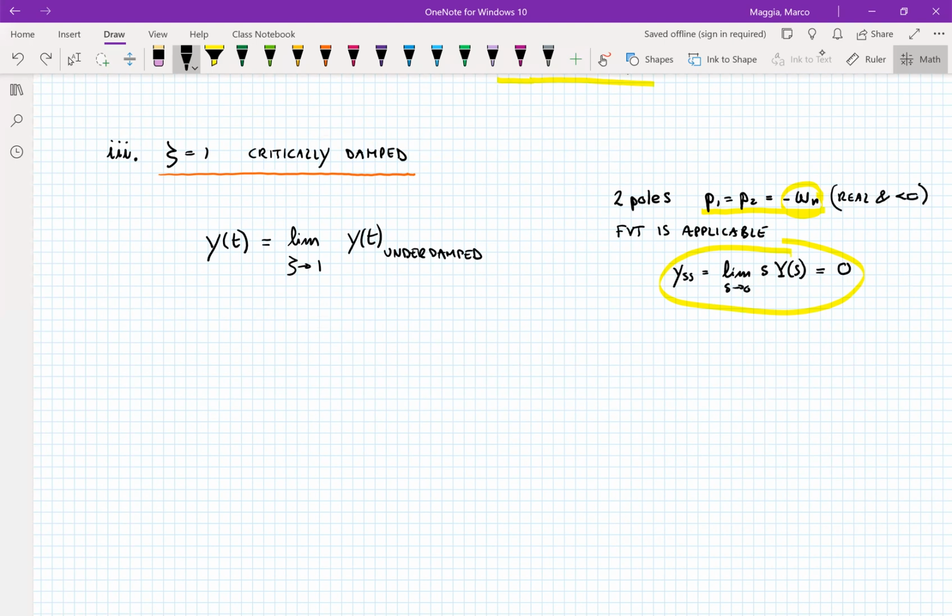All right, so let's take the limit for zeta that tends to 1 of the function that we found earlier. You'll see that we cannot really substitute directly zeta equal 1 because this denominator will go to 0, driving the whole function to infinity, which does not really make sense. And in fact, you'll see that there's a trick we have to apply.